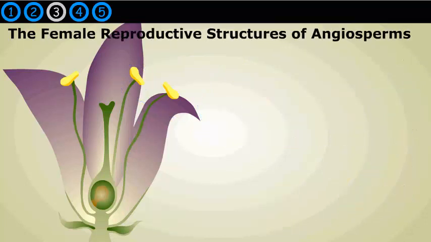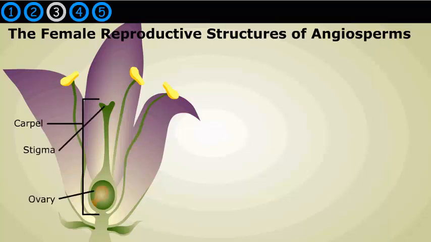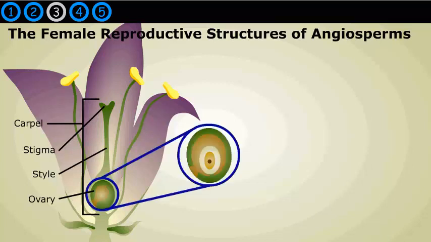The female reproductive organ is the carpel. Some flowers have a single carpel. Others have many fused together called the pistil. The carpel is made up of the stigma, which is joined to the ovary by the style. The sticky stigma receives pollen for fertilization. The ovary produces the female reproductive cells, the eggs. The ovary contains one or more ovules in which the female gametophytes develop.